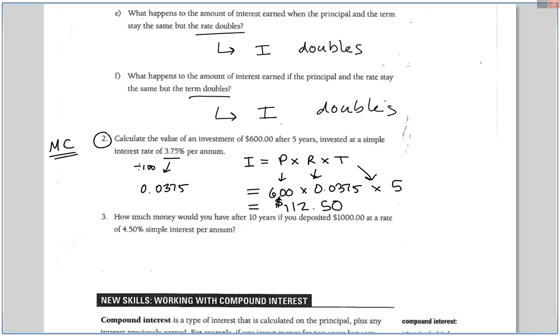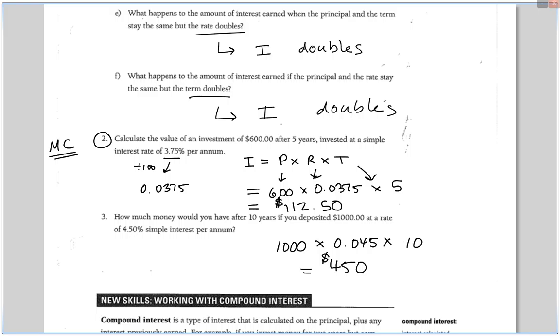Okay, how much money would you have after 10 years if you deposited $1,000 at a rate of 4.5% simple interest per annum? We could do this one probably pretty quickly. 1,000 times 0.045 times 10. You guys are pretty quick on those percent to decimals, just 2 decimal moves, right? Hopefully by now, this time in your life, you should be able to do that.